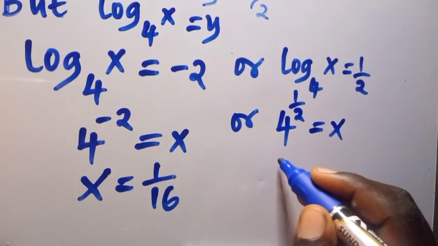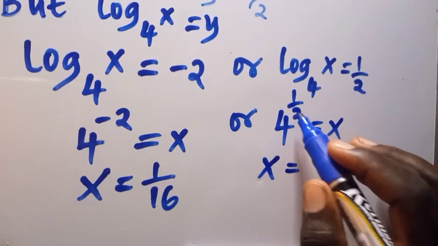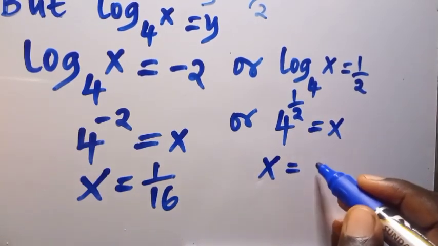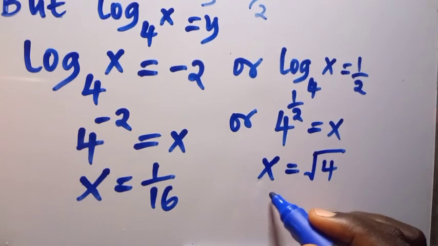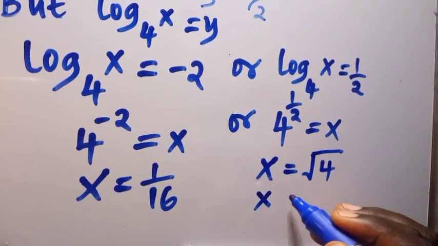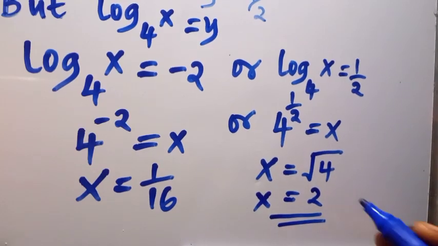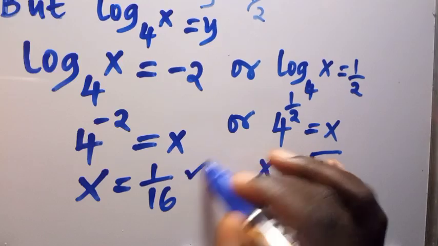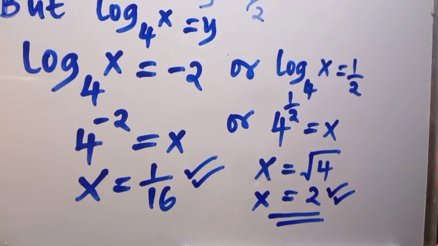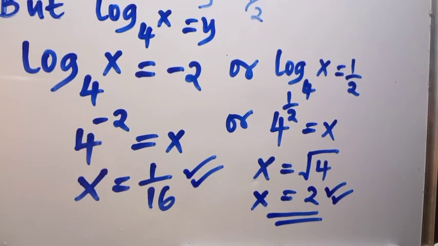Therefore, 4 raised to a half is just the square root of 4, and the square root of 4 is 2. That is the value of x. The value of x is either 2 or 1 over 16. Those are the two possible values of x in this logarithmic equation.